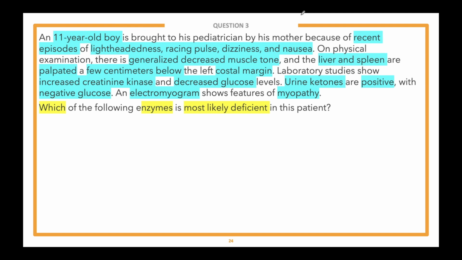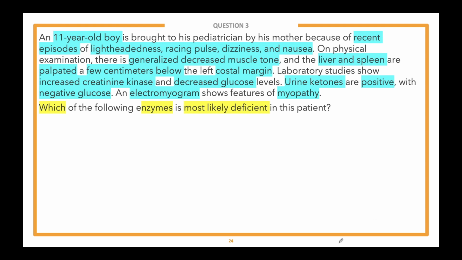Why was he brought in? Well, recent episodes of lightheadedness, racing pulse, dizziness, and nausea. So it's important to keep in mind why he was brought into the pediatrician. They then give us some important physical exam findings, important to make note of that. Some important lab findings, urine findings, and then they even give us some findings of an electromyogram showing there's myopathy. That's not something you see every day in your vignette, so it's definitely important to take note of that as well. Then they're asking us which enzyme is most likely deficient in this patient.